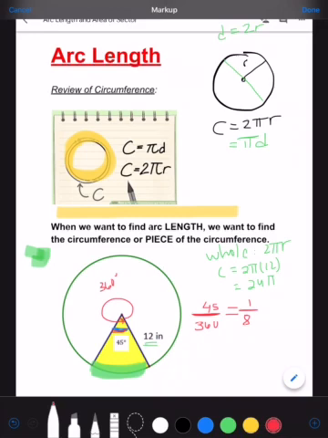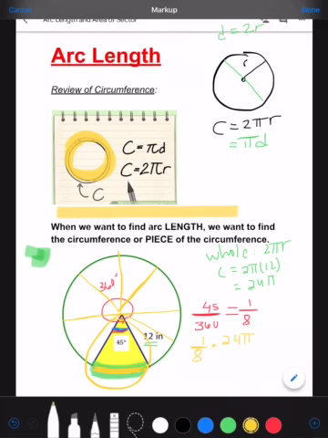So what does that mean? If I divided this, we have 1, 2, 3, 4 pieces down here, and 1, 2, 3, 4 pieces up here. So we have 8 equal pieces, and only this is 1/8 of the whole circle. If it is 1/8 of the whole circle, then the arc is going to be 1/8 of the length of the whole arc of the circle. So it's going to be 1/8 of the circumference, which is 24 pi.